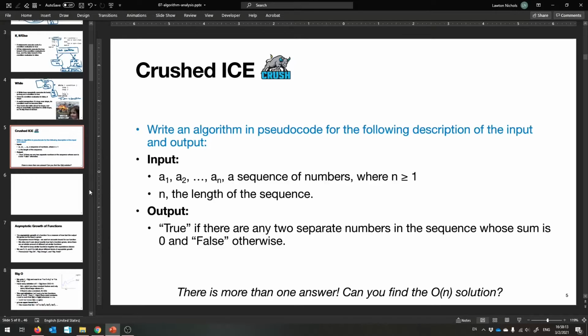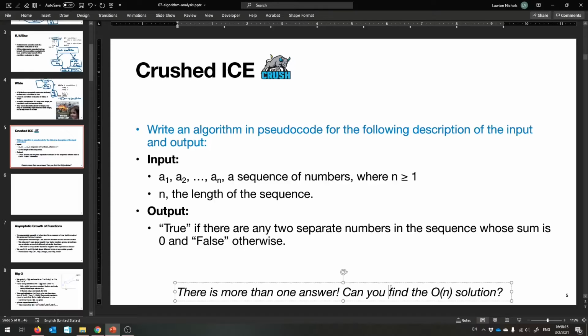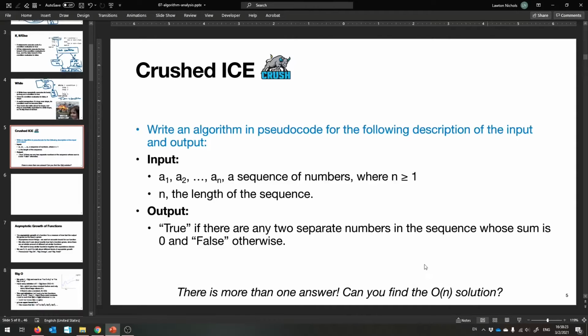There's an easy way, and then there's an O of n way, a linear time solution, which is wonderful, and I would be happy to talk to you about it in office hours. Okay, I don't want to waste time here with it, but it's really cool, I promise. Okay, so yeah, give this a try, and then I'll come back and show you the less efficient way, but the way that's easy to think about.